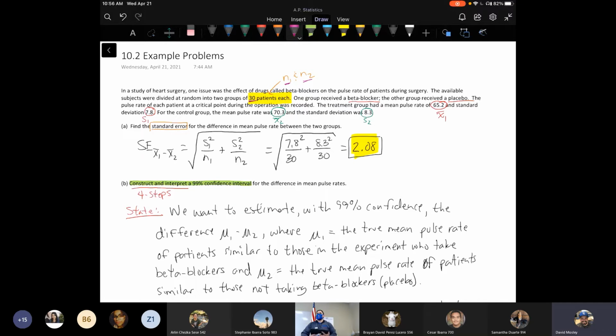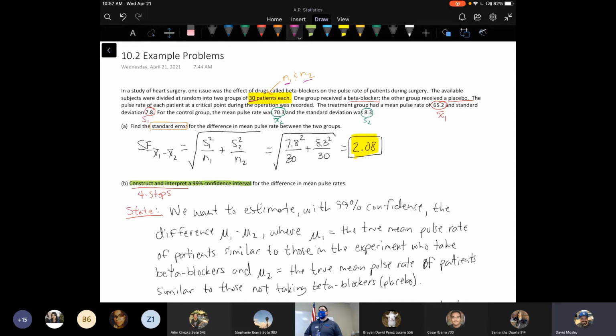There it is. All right, so those are some variables we need. Awesome, we know what they are. We actually have the same size samples for each population. That's a good thing. All right, one group received a beta blocker. The other group received a placebo. The pulse rate of each patient at a critical point during the operation was recorded.